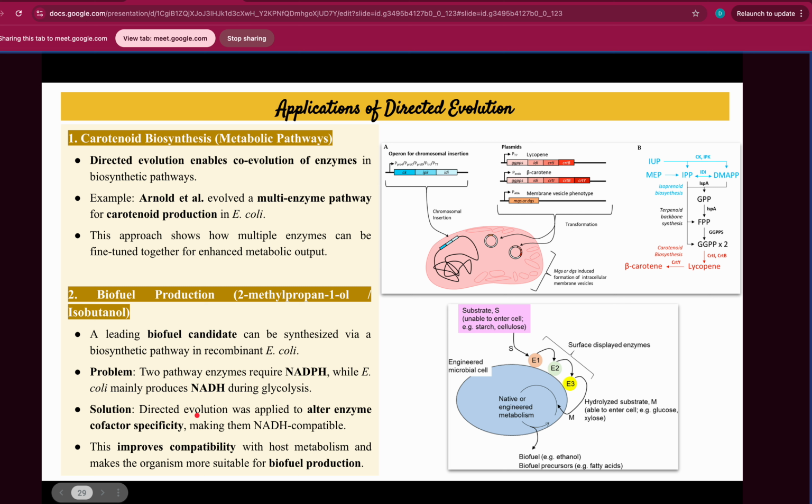The solution is to do such a mutagenesis such that it can alter the enzyme. The enzyme which was previously using NADPH for biofuel production, now we change in such a way that its substrate gets changed. So instead of using NADPH, now it could use NADH. In that way, directed evolution can help you to improve the compatibility of the enzyme with respect to the host metabolism and makes the organism more suitable for biofuel production. So with this, biofuel production can be increased. So the E. coli does not have to convert NADH to NADPH. With NADH only, it can make more and more biofuel.